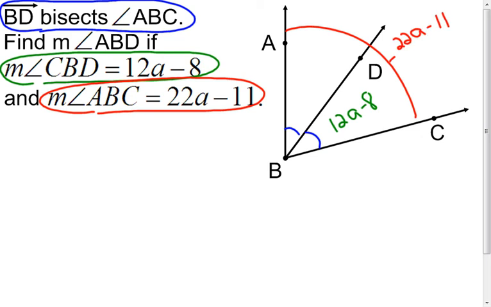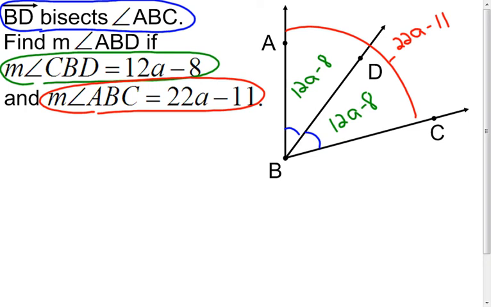So I have all the information from the word problem part, and I put it into my picture to help me out. Now I'm going to come back to these two little blue arcs. They tell me that those angles are congruent. Well, I know one of those angles is 12a minus 8 in terms of measure, so that tells me the other one is going to have to be 12a minus 8.